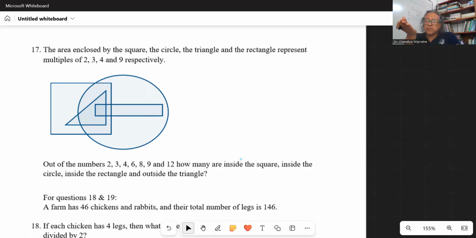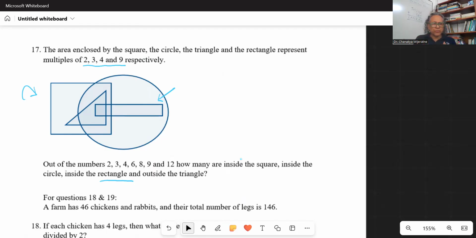Now, one thing is that squares are rectangles, right? Now, here it says rectangle, but I think there's no ambiguity here because this is the square, right? The rectangle must be this one, right? All right. So we need to figure out where these numbers are, right? Before I do that, let's say, where these numbers are, just for the clarity of our mind, right?